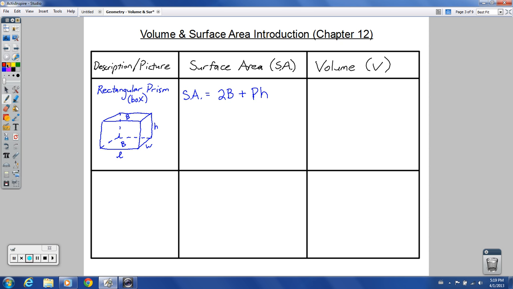Now, why does this work? What does surface area mean, first of all? Well, surface area is exactly what it sounds like. It's the area of the surface. So if you were to find the area of all the surfaces that are showing on this, you would have the area of the right side and the left side, the top and the bottom, and the front here and the back here.